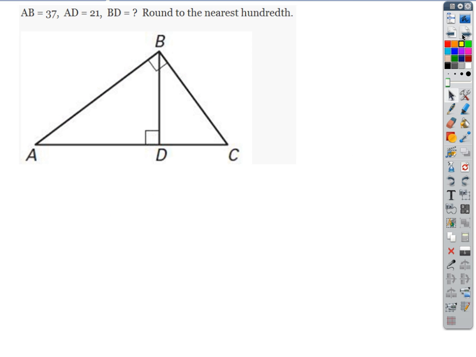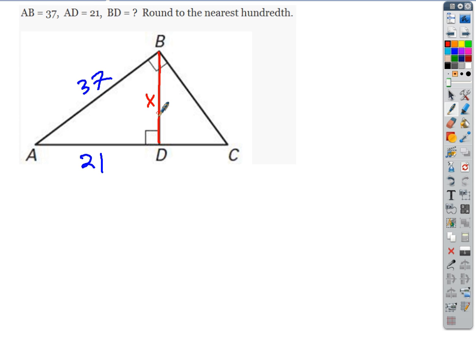Okay. Now, what about this one? If I plug in the numbers on this one, AB is 37, AD is 21, and we're trying to find BD, so we'll call that x. How do I do that one? Pythagorean theorem. I don't have to do anything fancy with that. That's old news. All those three sides are in a single right triangle, so we can just use the Pythagorean theorem to set that one up, right?